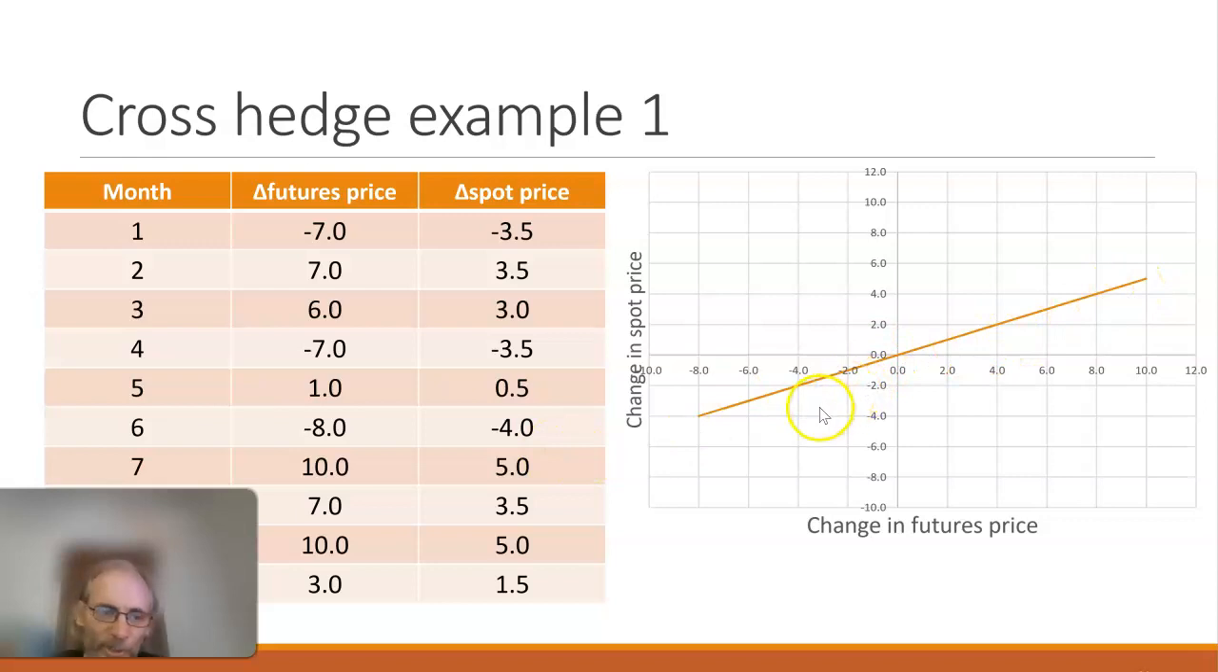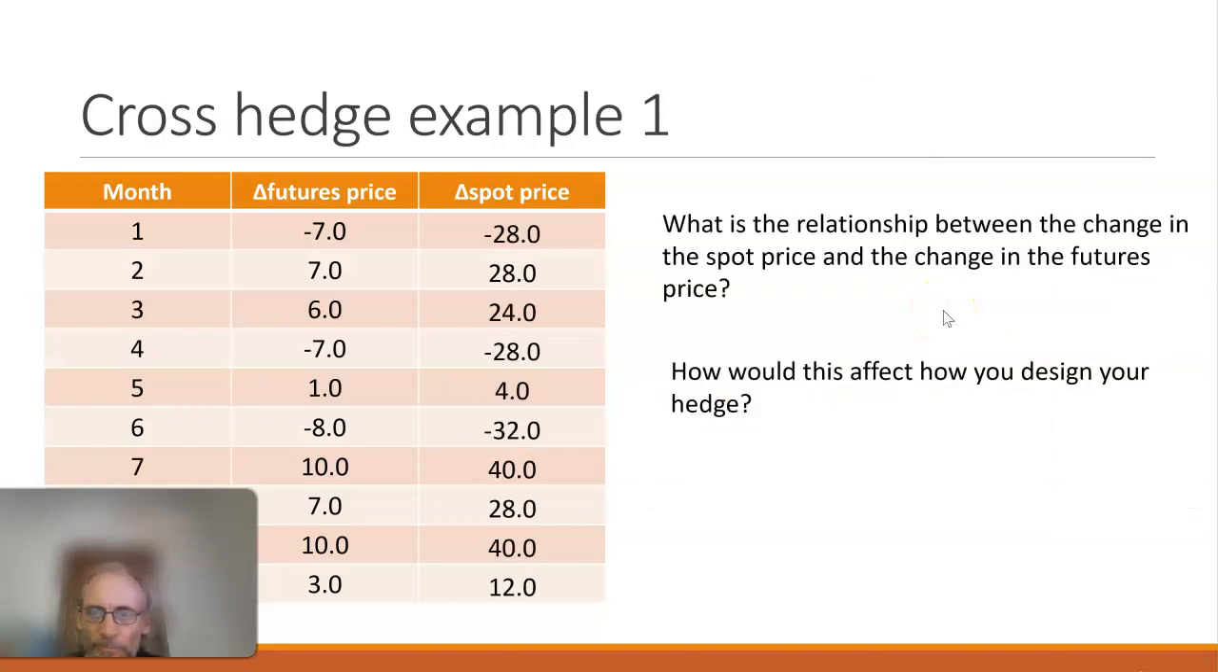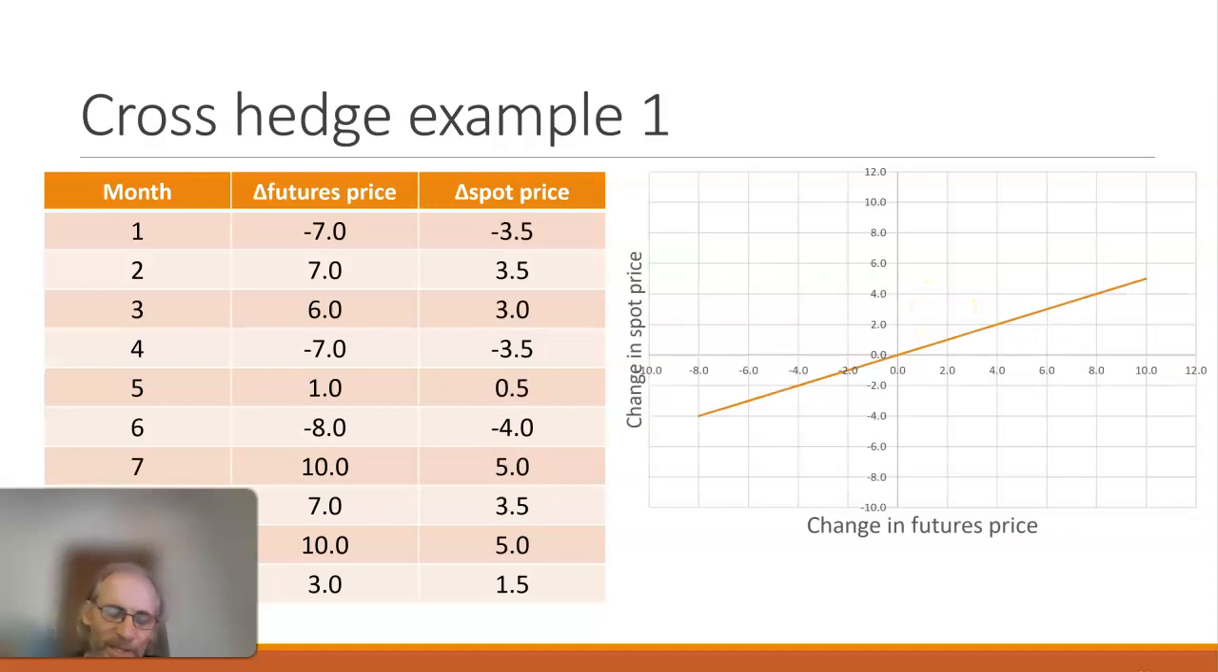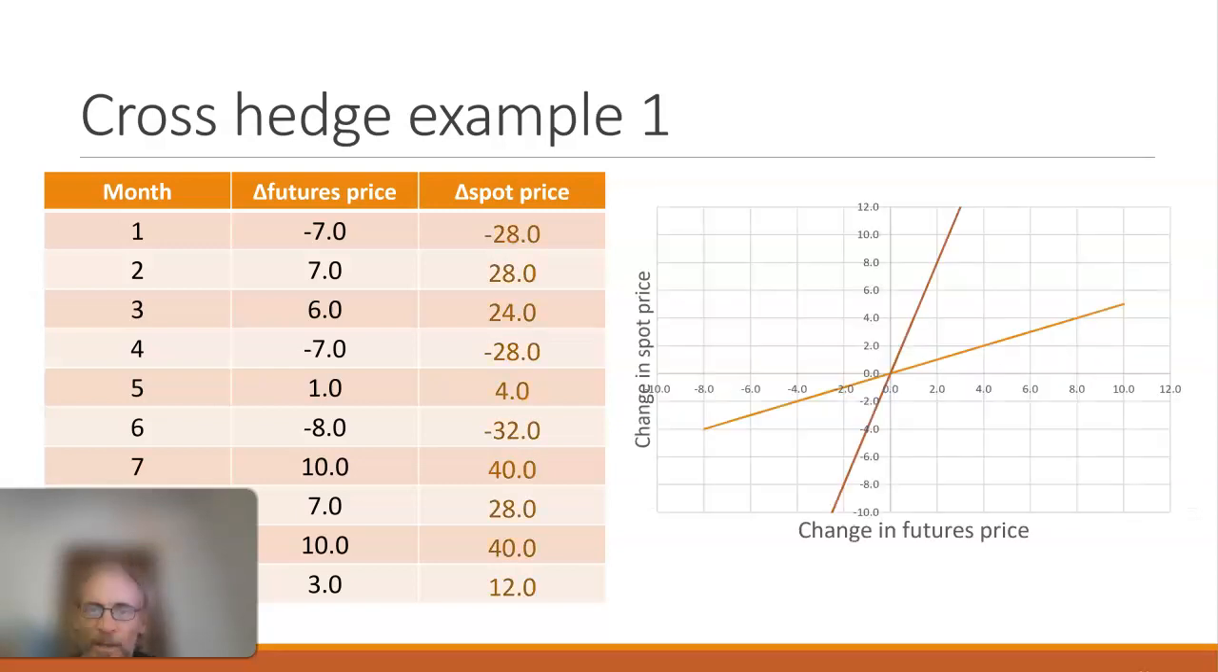That's one way we do this. We plot the change in the futures price that we're concerned about on the x-axis and the change in our spot price on the y-axis, and ask what the slope of that line is. And that tells us how many contracts we need. It doesn't tell us how many contracts, it tells us how to adjust the number of contracts that we need.